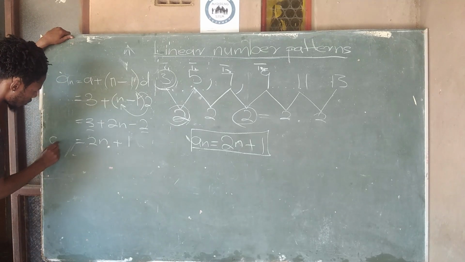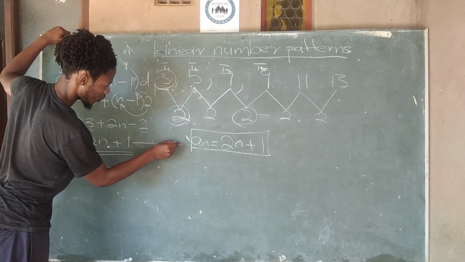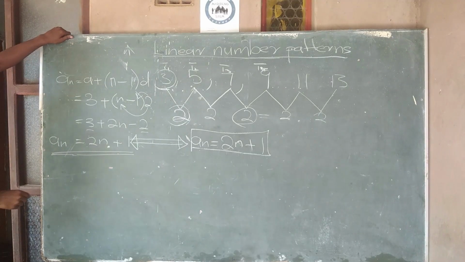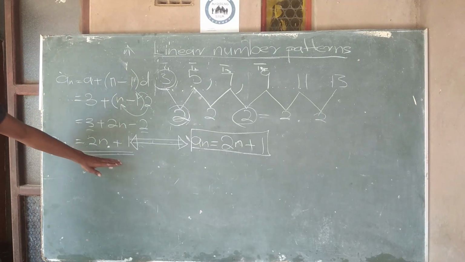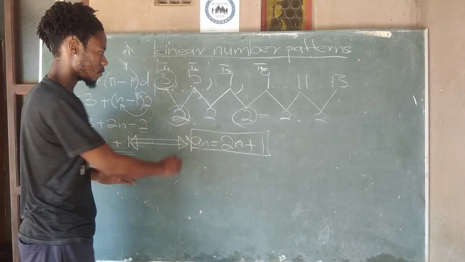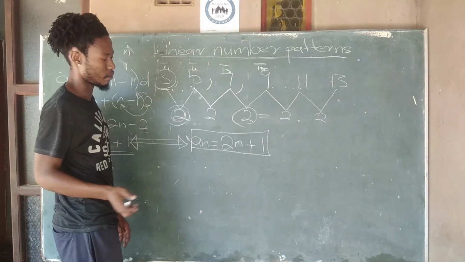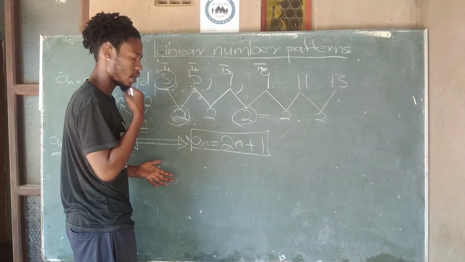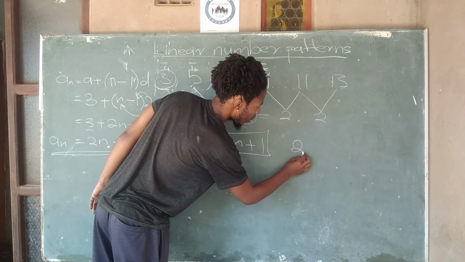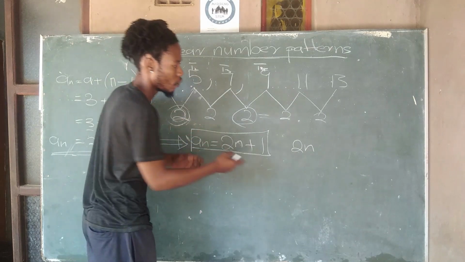So we got the same general formula. You see, we got the very same formula using 2 methods. It's either you just do this, if the constant number is 2 or 6, any number, you just know that if it's a linear number pattern, your constant number will be multiplied by the term that you're looking for, which is n.